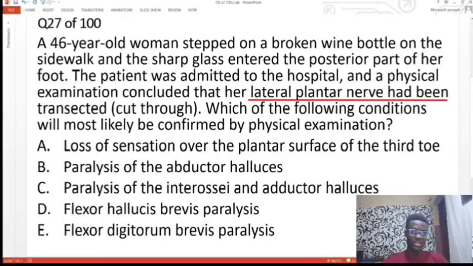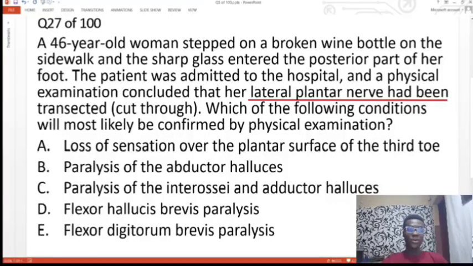Let me come again from the first layer. The abductor digiti minimi, the lateral, the second layer now, the lateral three lumbricals, that is second, third, and fourth, which makes it four. The quadratus plantae, which makes it five. Then moving on to the third layer, it innervates two muscles there, the adductor hallucis and the flexor digiti minimi brevis, which makes it seven now.